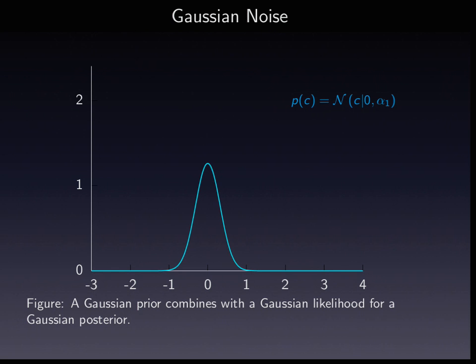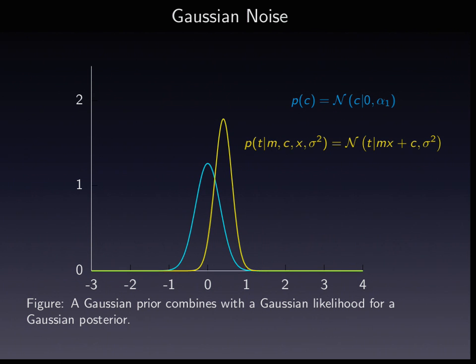What does that look like in practice? So here's a Gaussian prior, a one-dimensional Gaussian prior over the offset. This is the example I showed last time. The offset. This is the likelihood. The probability of the data is given by the probability of the observation we make, with a mean given by the linear function, and sigma squared is the variance.